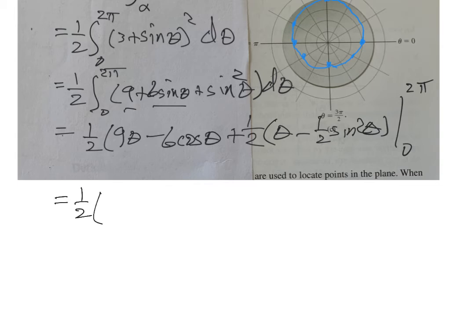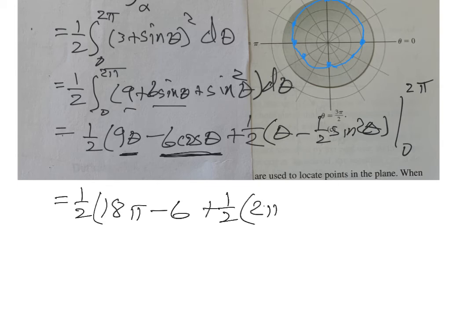correctly. Plug in 2 pi gets me 18 pi right there. The cosine of 2 pi is 1, so I get minus 6 from this one. And then I get plus 1/2 theta, again we're plugging in 2 pi, and then we have minus 1/2 sine of 4 pi, which is 0.